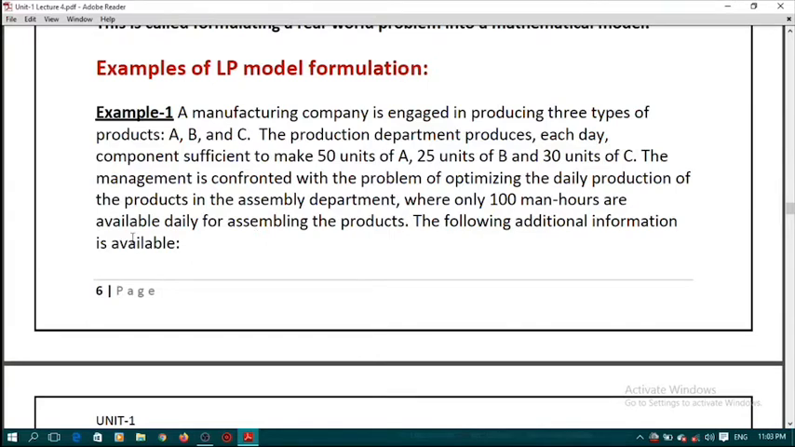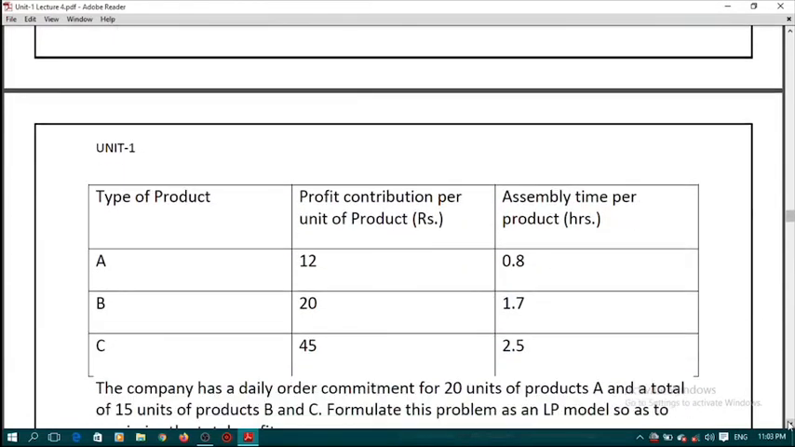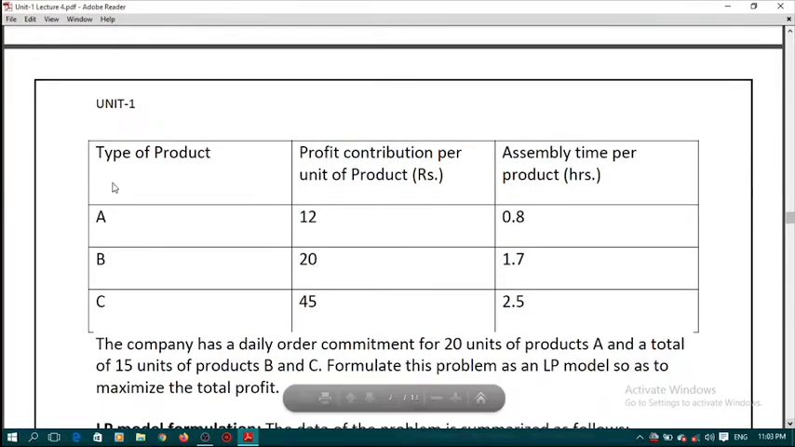The following additional information is available. Type of product, profit contribution per unit of product in rupees, and assembly time per product in hours. For product A, the profit contribution is 12 and the assembly time is 0.8. For product B, the profit contribution is 20 and the assembly time is 1.7. For product C, the profit contribution is 45 and the assembly time is 2.5.